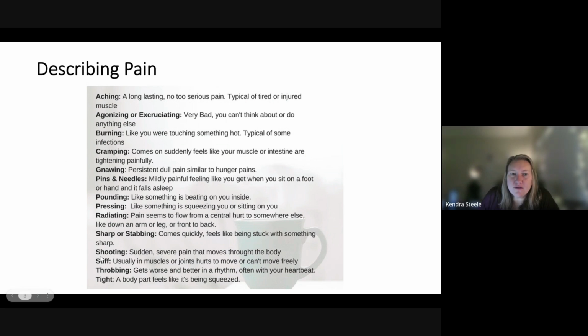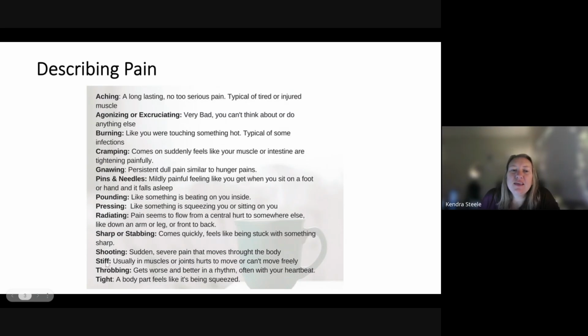A shooting pain is synonymous with radiating. Shooting pain means sudden, severe pain that moves throughout the body. I have shooting pain from my shoulder down my arm. I have shooting pain from my back down my leg.